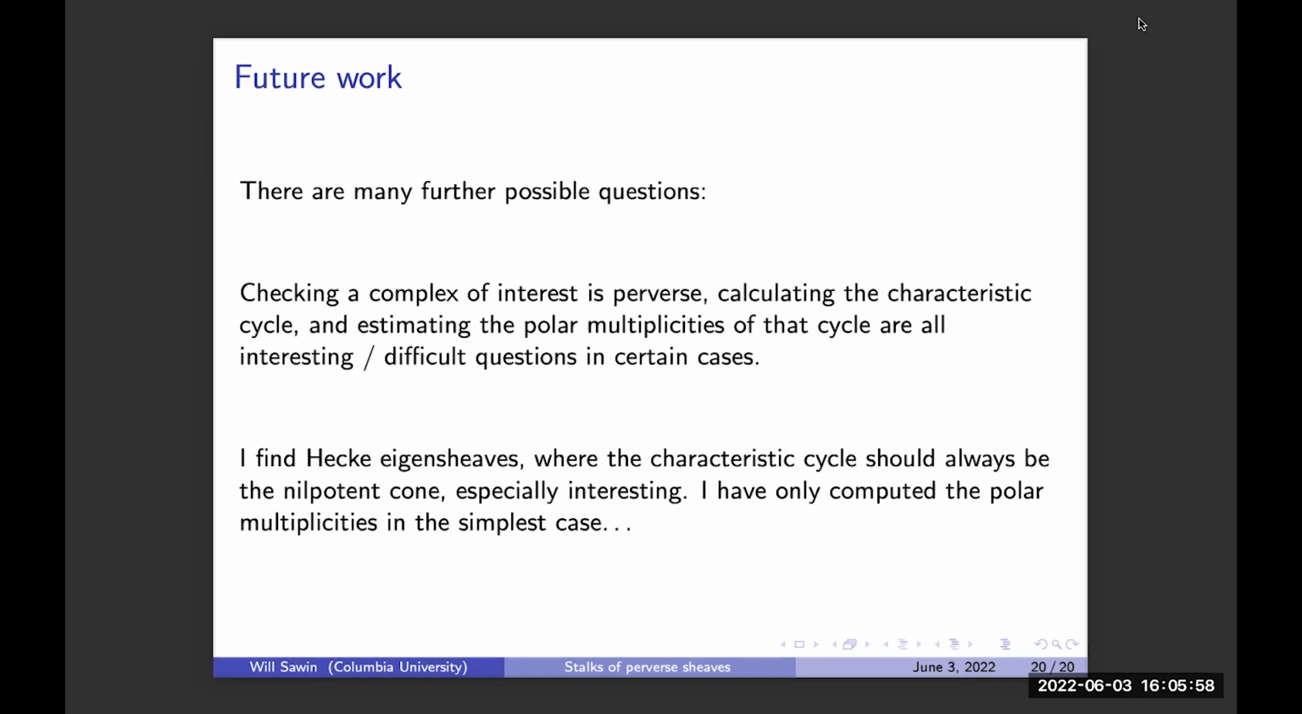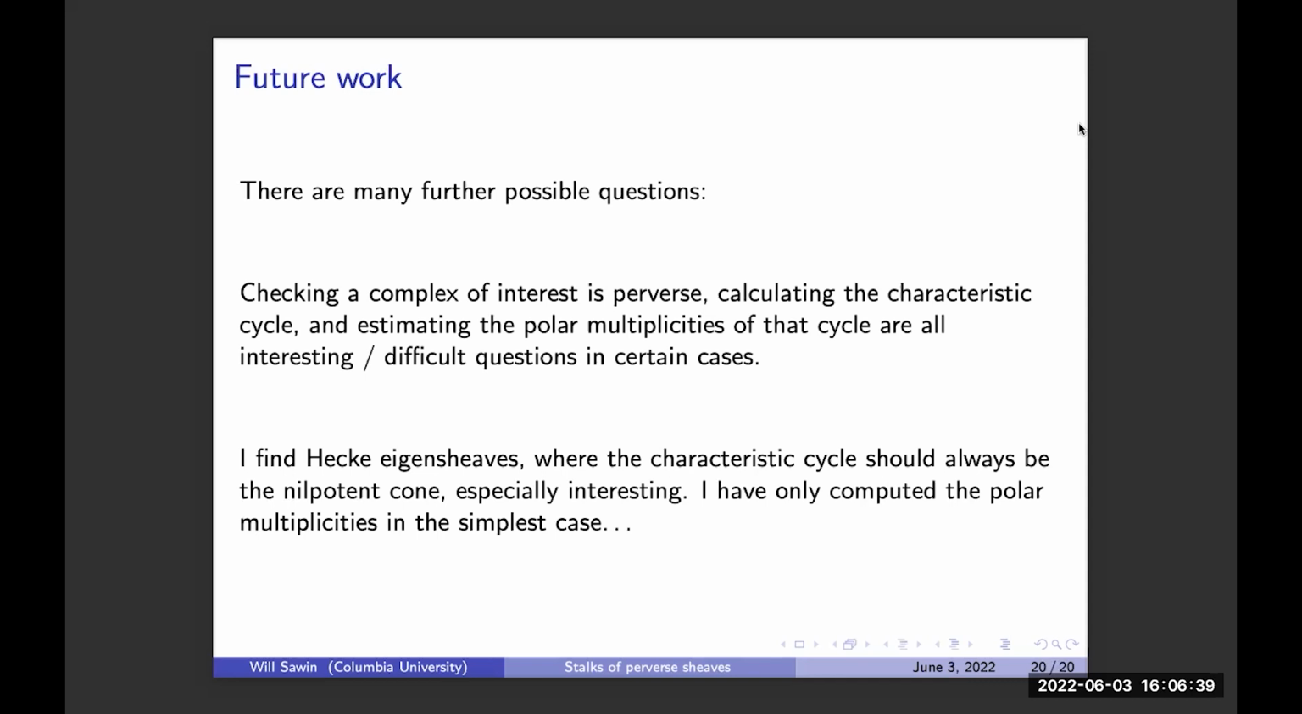Not using this method. I mean, you could try. Well, I guess there's one thing you could do. For example, if you have a sheaf on affine space, you could try to express the global cohomology as the stalk of the Fourier transform at the point 0. Then your sheaf would be perverse, and its Fourier transform would be perverse. So if you can calculate the characteristic cycle of its Fourier transform, you could just apply this method directly to study the stalks.